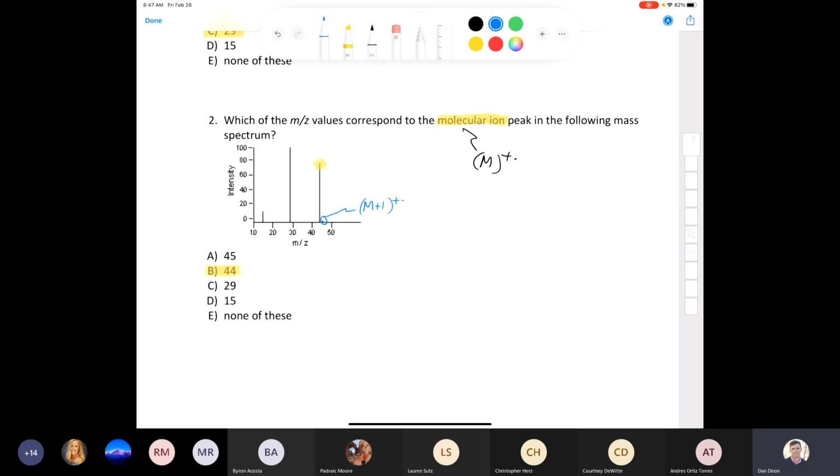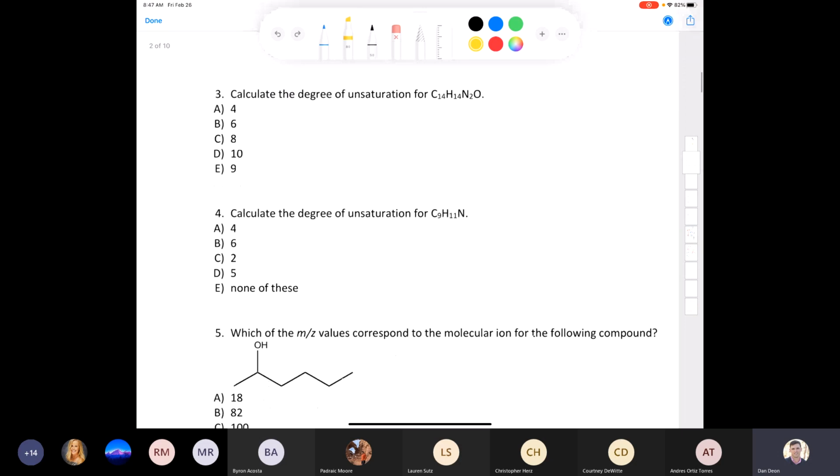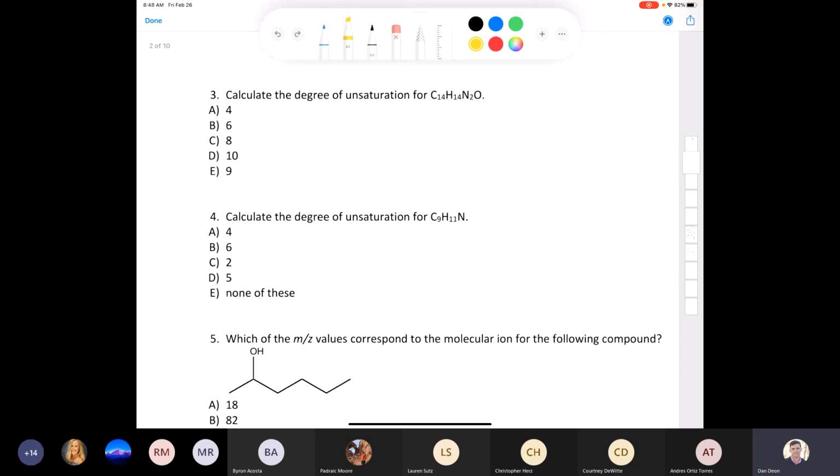We knock an electron off, we make a radical cation. And again, the M+1 ion is going to be a very, very small peak, which is to the right of the molecular ion. Okay, the next ones, we'll go over them quickly.